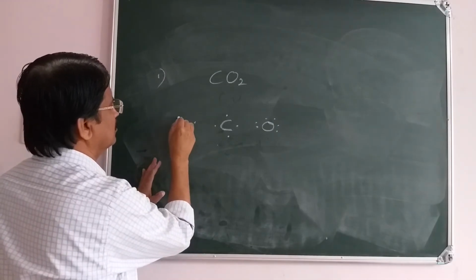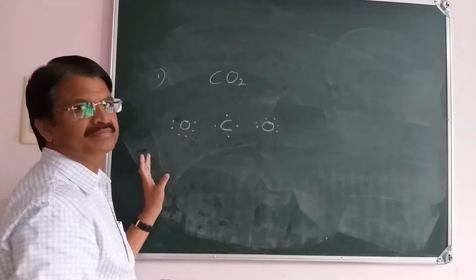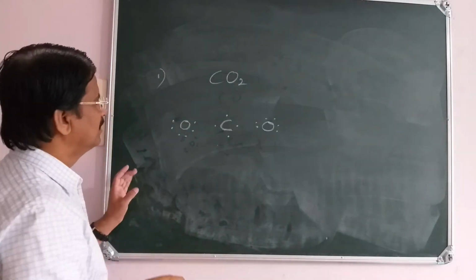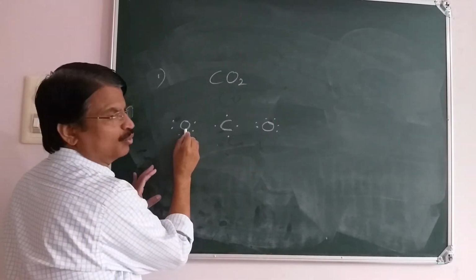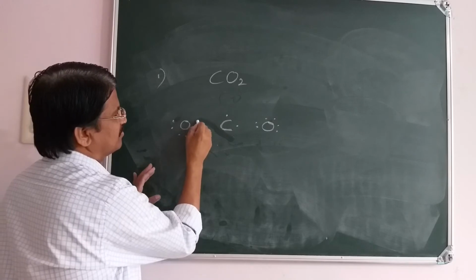1, 2, 3, 4, 5, 6. Because O valence electrons are 6. C 4. Then 2 electrons from O, 2 electrons from C. Yes, so like this.